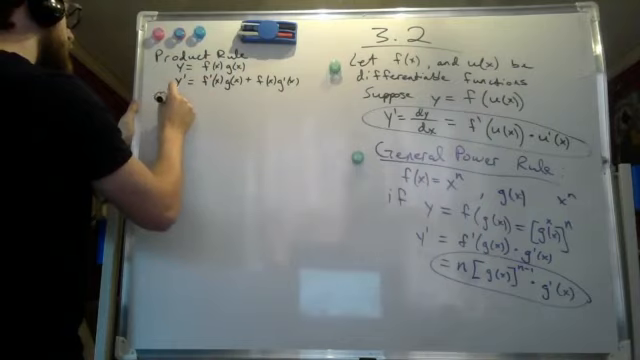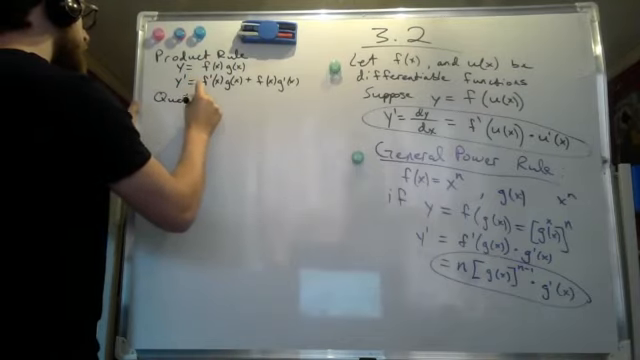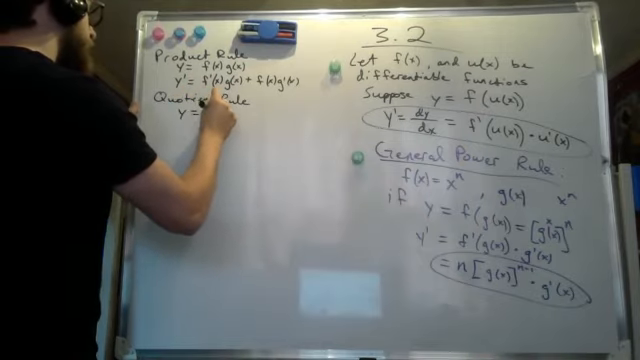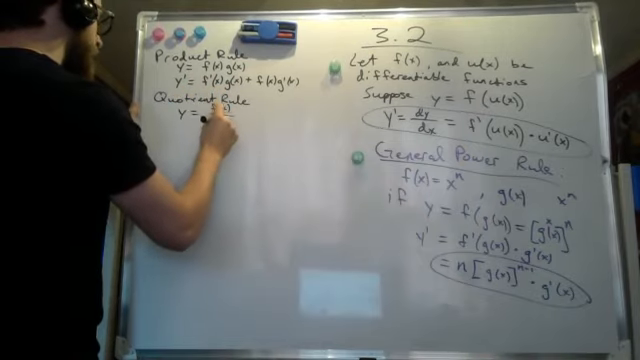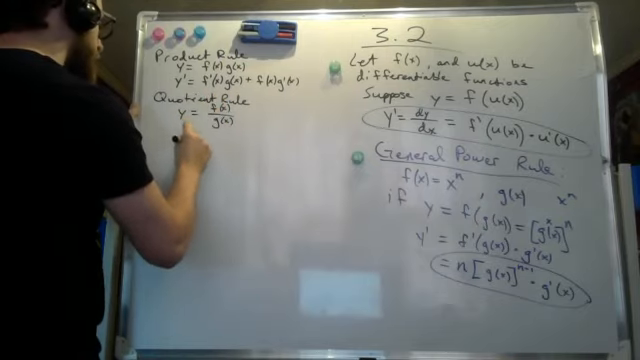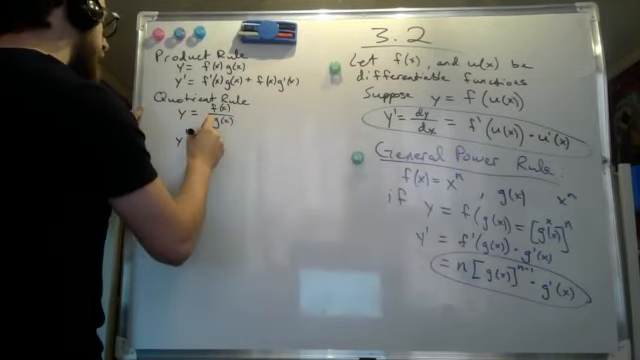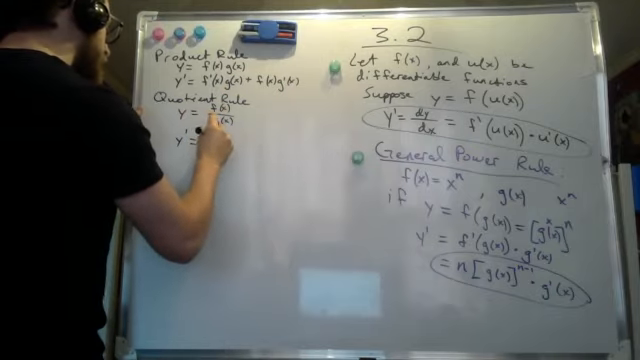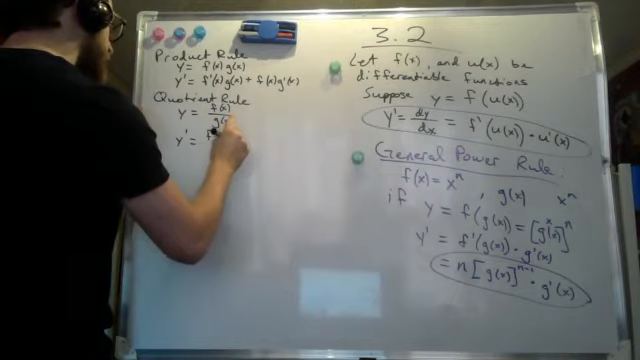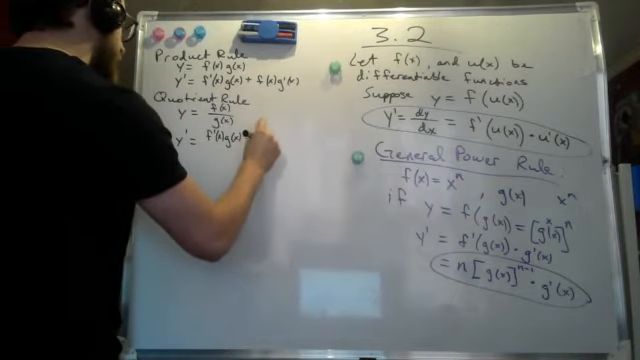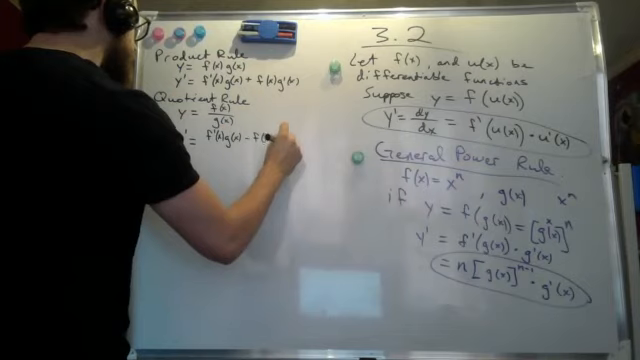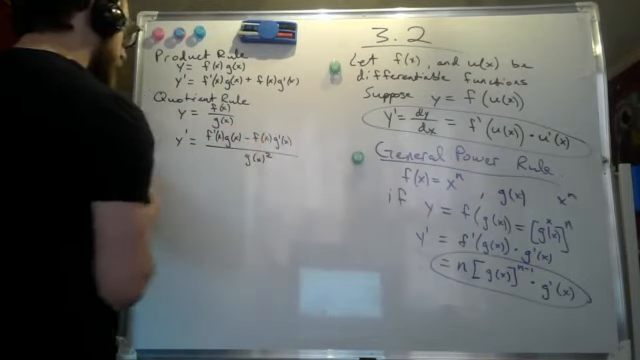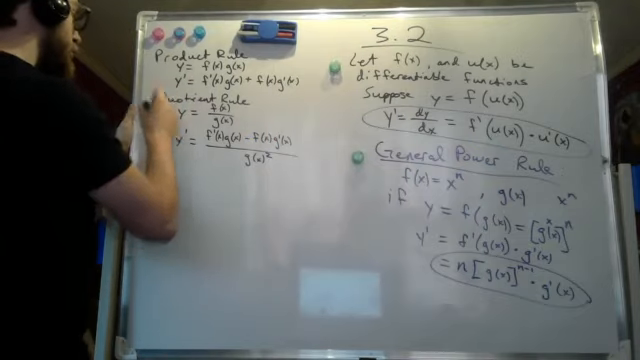We know our quotient rule from the last lecture. If y equals f of x divided by g of x, then y prime is equal to f prime of x times g of x minus f of x times g prime of x, all divided by g of x squared. There's our quotient rule.